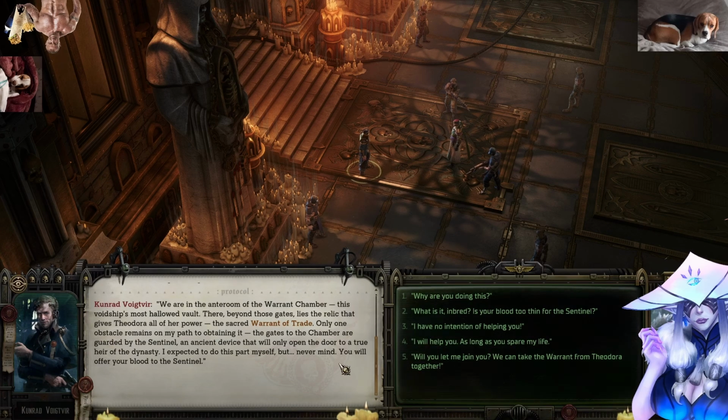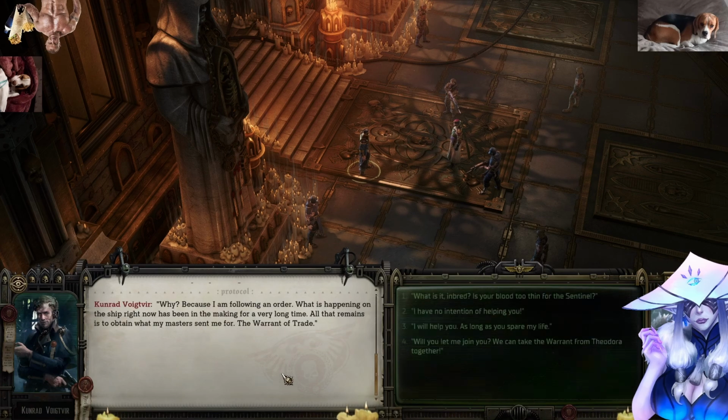We are in the anteroom of the Warrant Chamber. This void ship's most hallowed vault. There, beyond those gates, lies the relic that gives Theodora all of her power. The sacred Warrant of Trade. Only one obstacle remains on my path to obtaining it. The gates to the chamber are guarded by the Sentinel, an ancient device that will only open the door to a true heir of the dynasty. I expected to do this part myself, but never mind. You will offer your blood to the Sentinel.